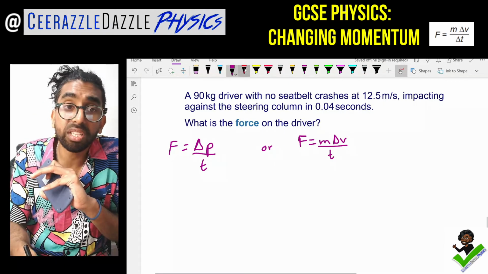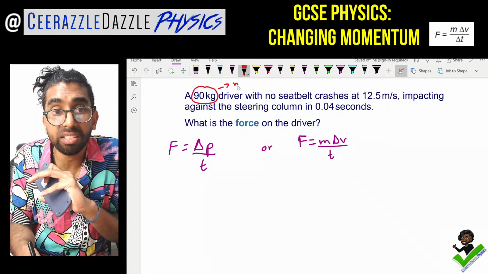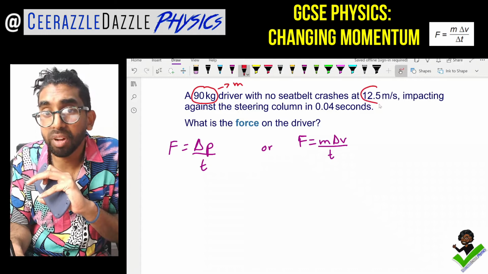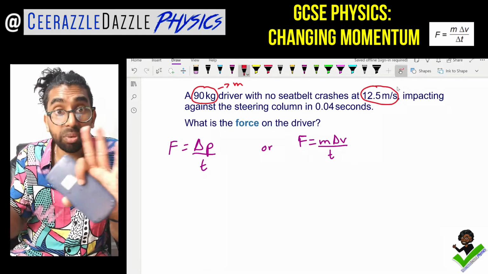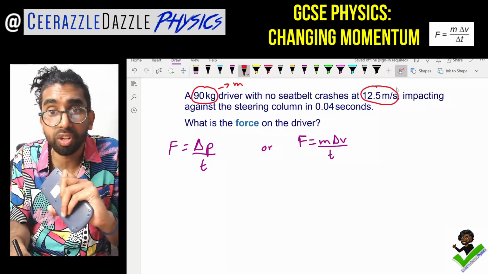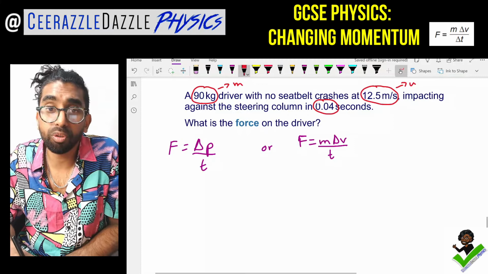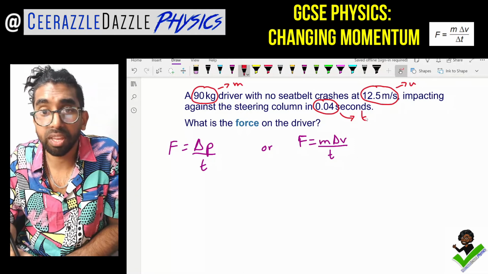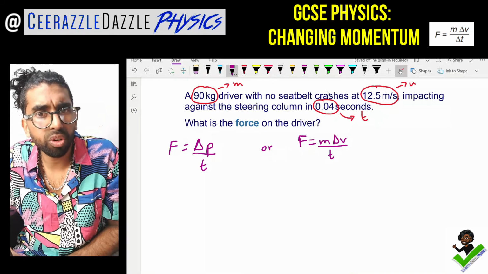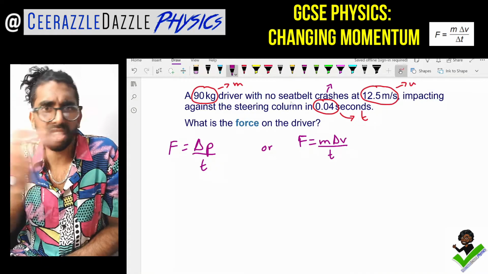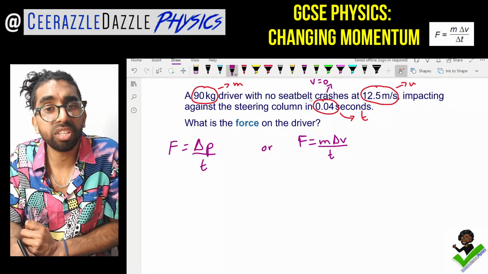First of all, good practice: highlight the bits. What have you been given? 90 kilograms is the mass. 12.5 is the speed it's moving at before it crashes, so this is the initial velocity, u. And 0.04 is the time. Last of all, if it crashes, it's not going to be moving at the end because it's crashed. So the final velocity equals 0.